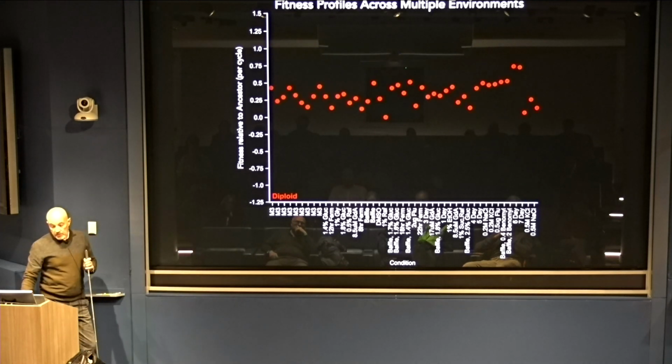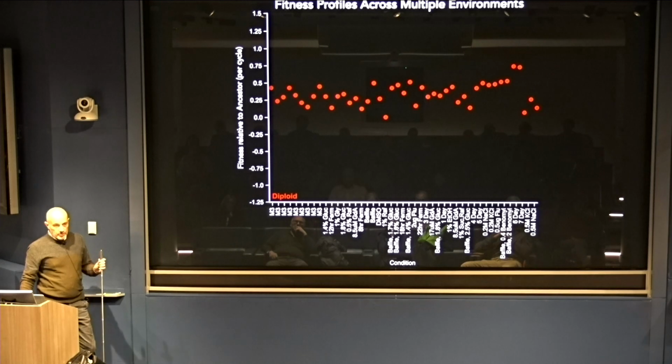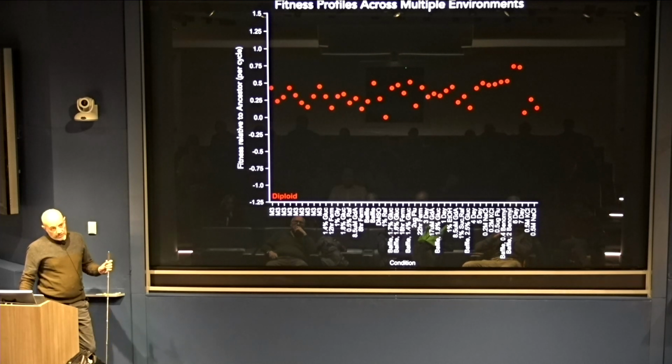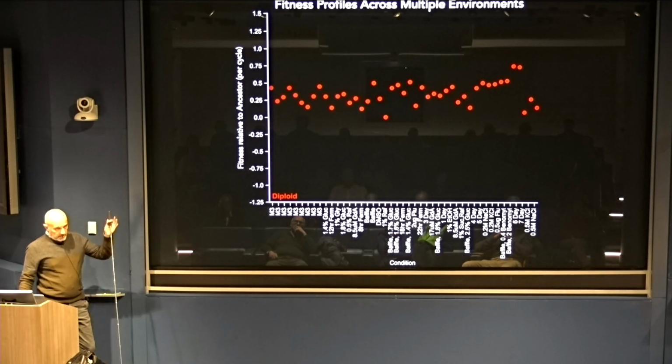If we look at another one, diploid, it turns out to be a generalist. They're always good, always better than haploids. It's kind of interesting why. I actually don't know why. No, we haven't figured it out. But it's interesting that yeast generally live as diploids out there.